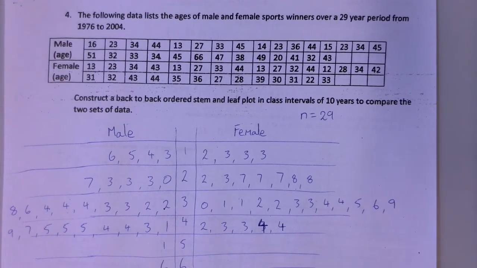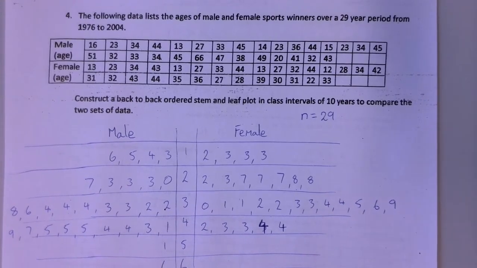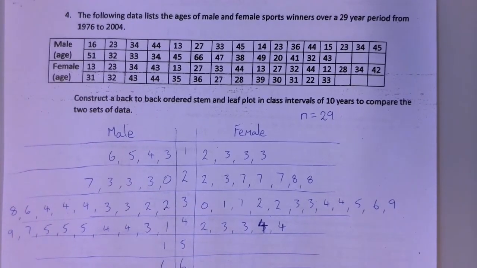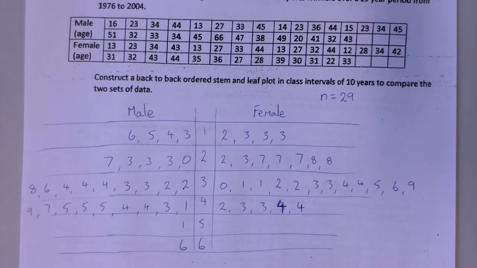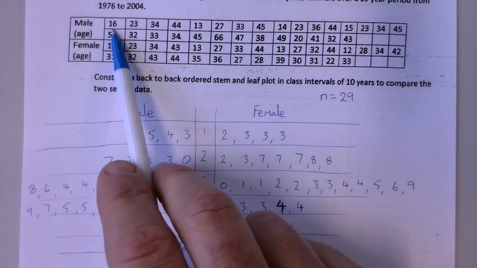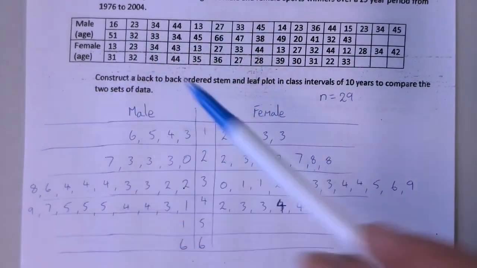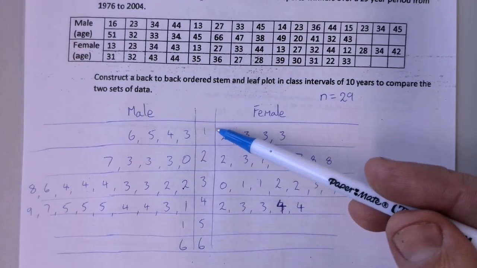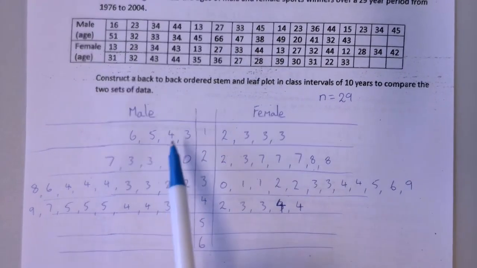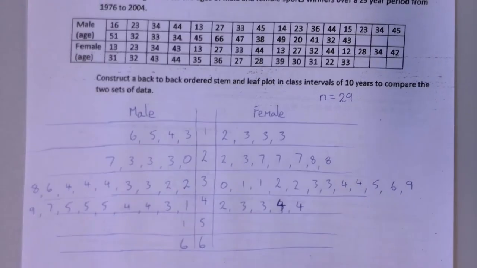Okay, so question 4 is asking you to do an ordered back-to-back stem and leaf plot. I've gone ahead and done that because you don't want to watch me do that for 5 minutes. What I've done is I've taken the scores at the top and had a look through my tens columns, and I can see that I've got people in their teens right through to their 60s. So I've put down my tens here, and then I've ordered my ones for the males on the left and the females on the right.